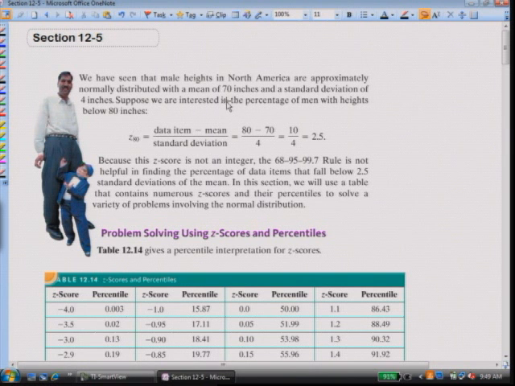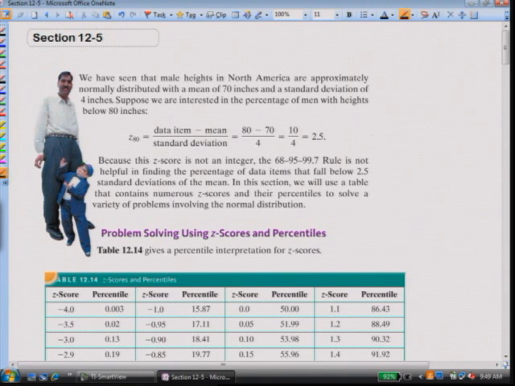Just for your own putting your head around it, 70 inches is 5'10", right? And so 80 inches would be like 6'8". So that's pretty tall, and we're assuming probably most men are under 6'8". But we want to know the percentage of men with heights below 80 inches. Well, if you compute the z-score for that, you get 2.5.